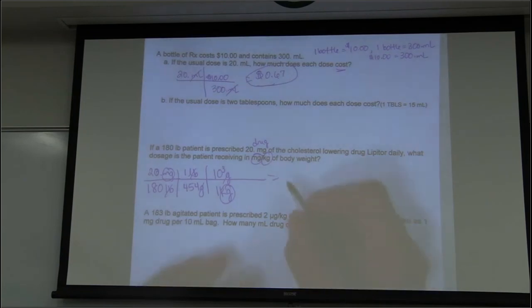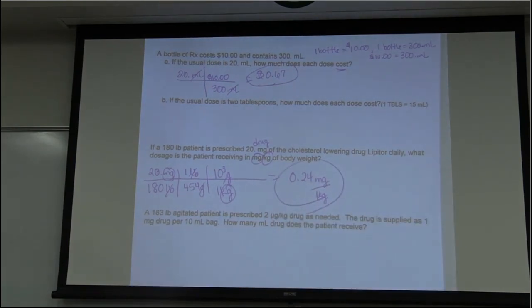What do you get? What'd you get? 0.24 milligrams per kilogram. Anyone else get that? Okay. Did we get the same answer if you use the 2.2? Good. All right, the last question. I want you to find the conversion factors and then the given. Look through the problem, find the conversion factors, and find the given.